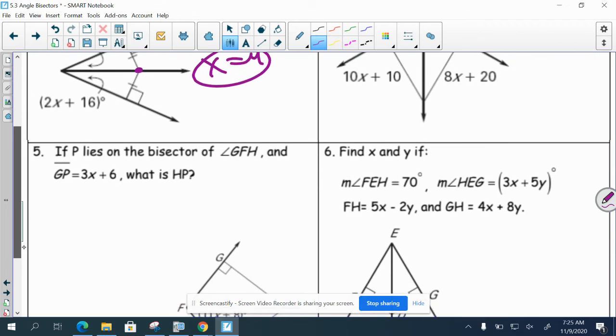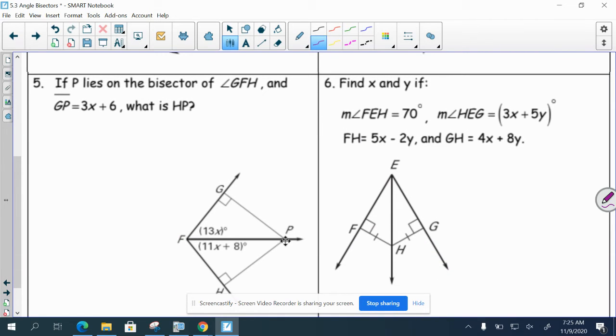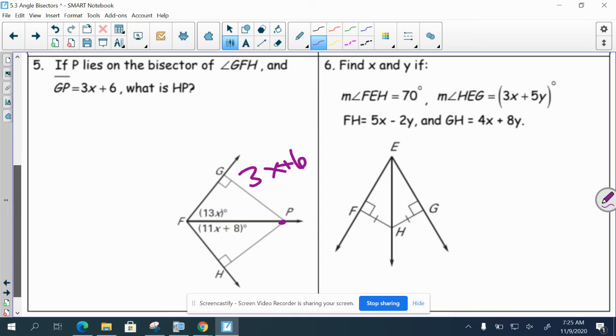For number 5, if P lies on the bisector of this whole angle and GP is equal to, where's GP? 3x plus 6, then what is HP? So the idea here is that these two would be the same. And I think, okay, they're giving us side lengths here. So this would be 3x plus 6.